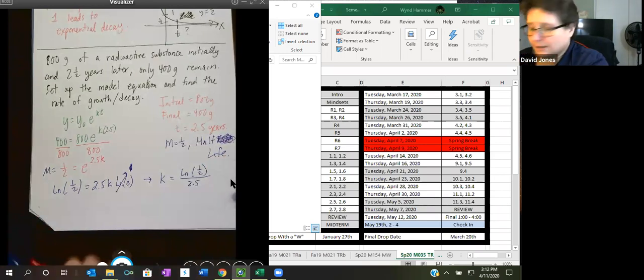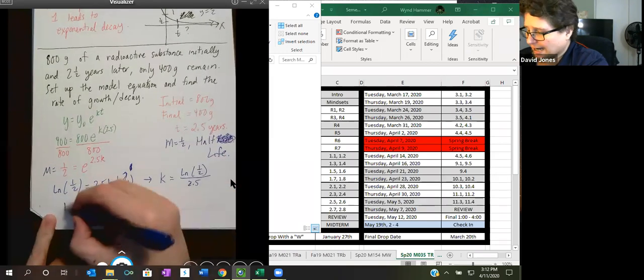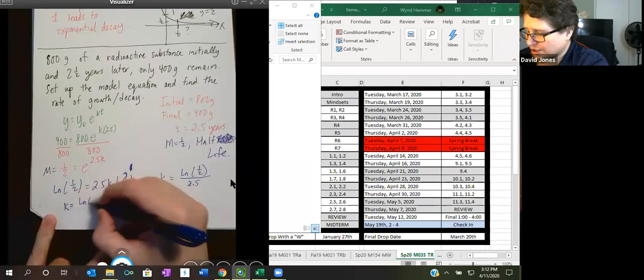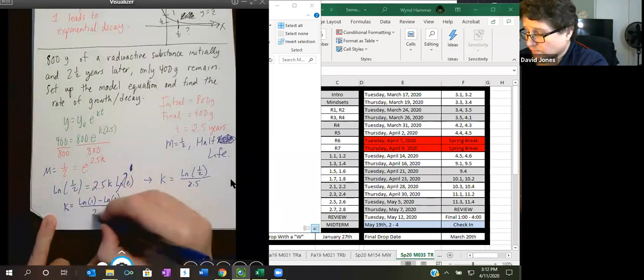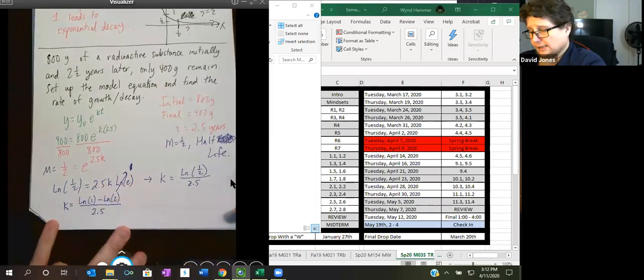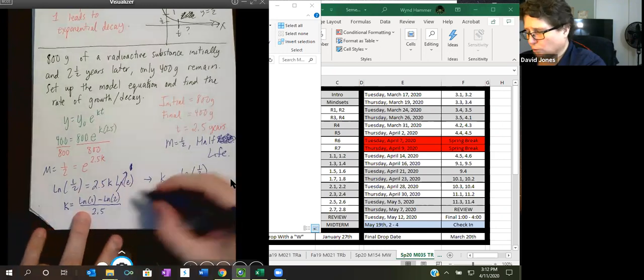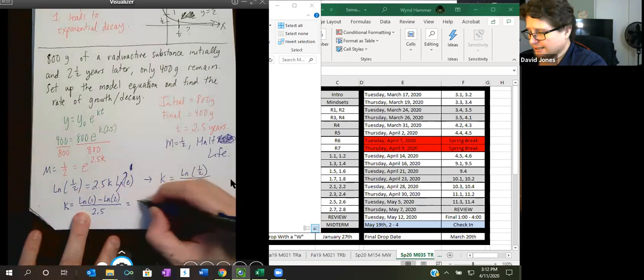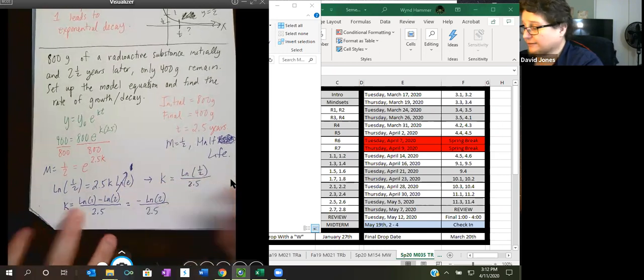Breaking this up, remember when we have division on the inside, I can treat that as subtraction on the outside. And ln of 1, log base anything of 1 is 0. This is negative natural log of 2 over 2.5.